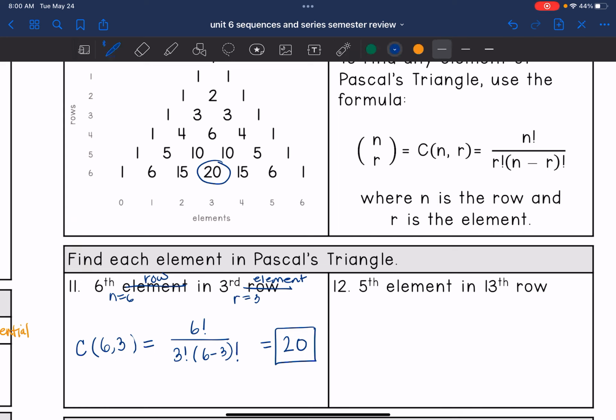So element is r, row is n. So we need to find the combination of 13, 5. So 13 factorial over 5 factorial times 13 minus 5 factorial. So again, you just have to type all of this in. So I get 1,287.